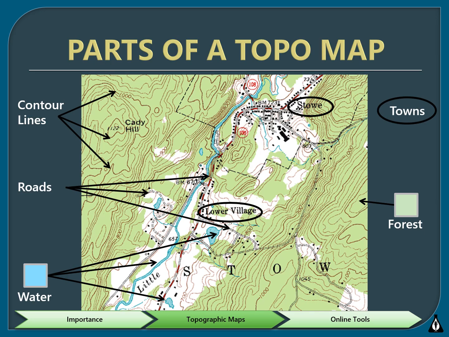Alright, so here we've got different features that are going to be shown on a topographic map. We've already talked about the contour lines. Then there are roads. There's water, represented in blue, the streams and different lakes. We've also got towns, so Lower Village and Stowe are a couple of different towns represented, and then the green areas that are kind of grayed out are more forested.